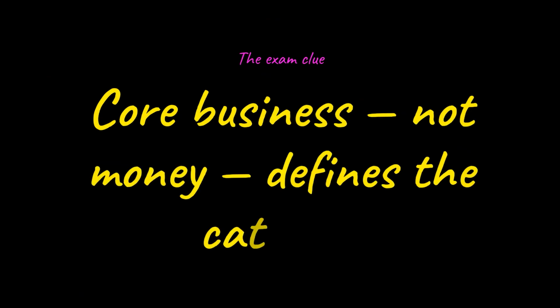When identifying institution type, ignore the fact that all these firms deal with money. Focus on the core business. Capital markets activity means investment institution. Deposits and loans mean depository institution. That single distinction is usually enough.